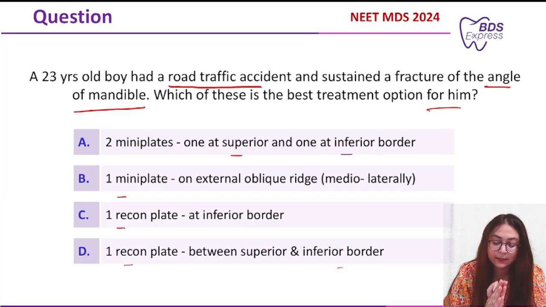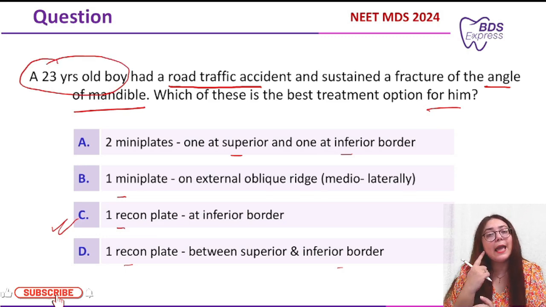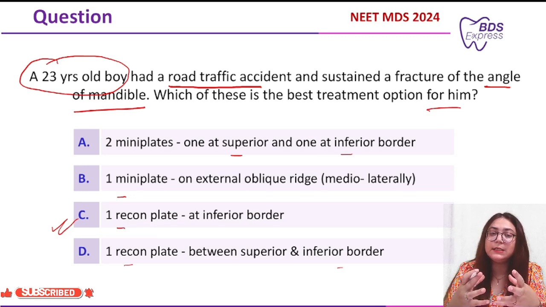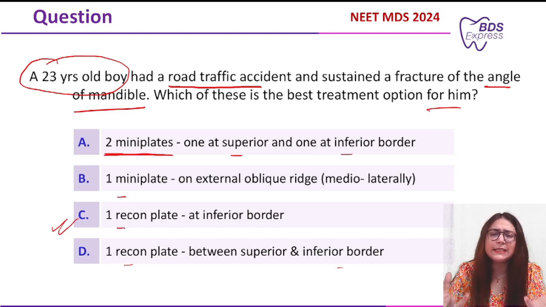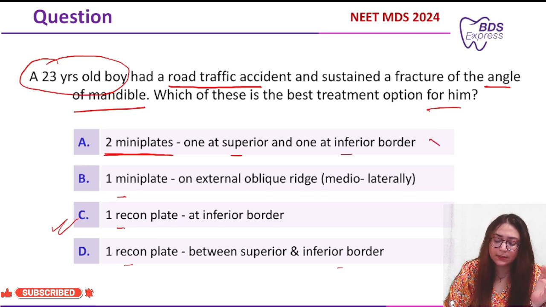Now, the correct answer for this is C, 1 recon plate at the inferior border. Now, in the cases where a 23-year-old boy is there, angle of the mandible is there, we need something to provide rigidity and good fixation. If you are placing too many plates, that does not provide excellent stability or support to the mandible, since the mandible will be moving when the patient opens the mouth or takes food and for all those things. So this is not favorable.